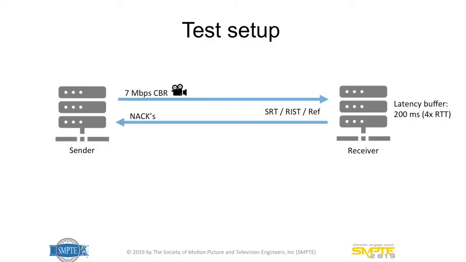So, test setup. We had a sender node and a receiver node, and we were sending a 7 megabits per second constant bit rate MPEG transport stream containing H.264 video and some audio. And we protected this using SRT or RIST or this reference protocol. And the common denominator is a latency buffer of 200 milliseconds, or 4 times average round trip time. And in the reverse channel, we have the NACKs.